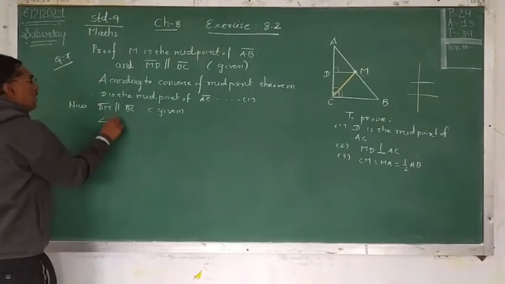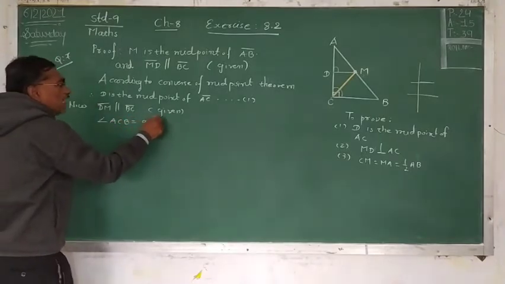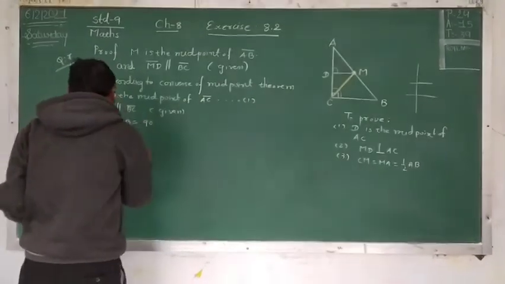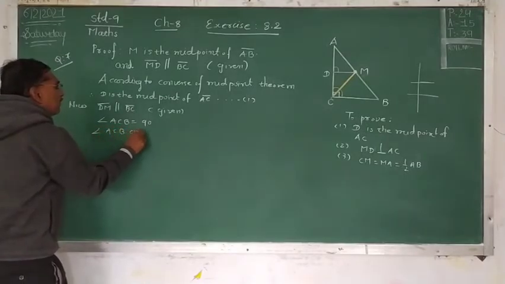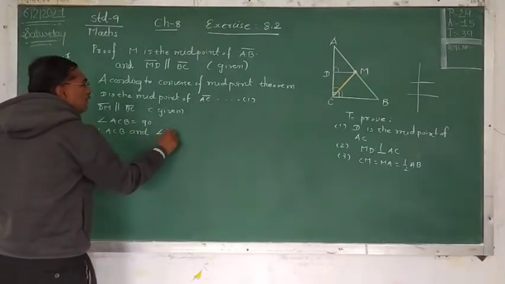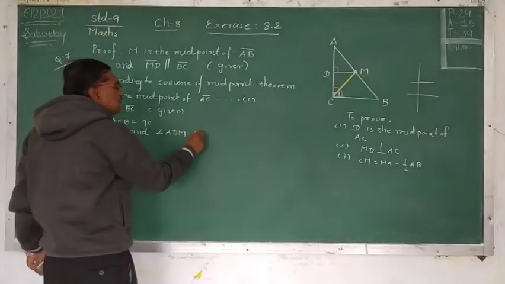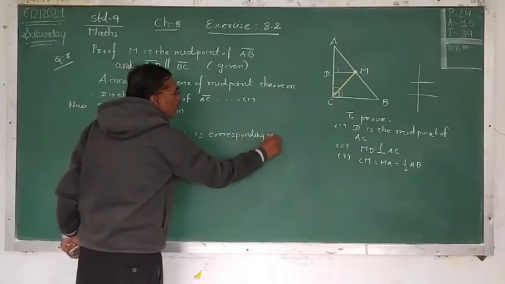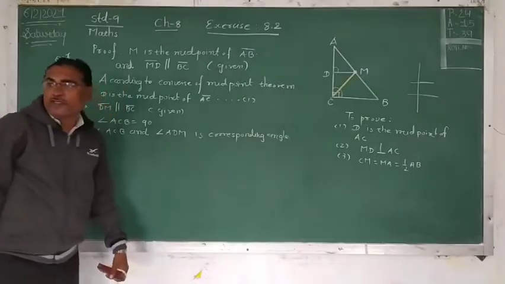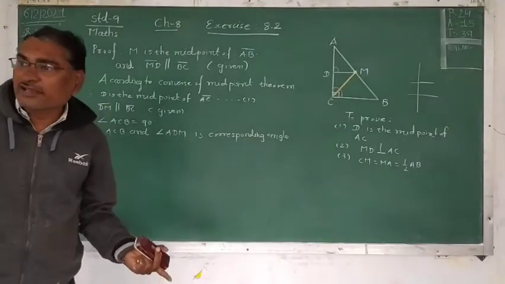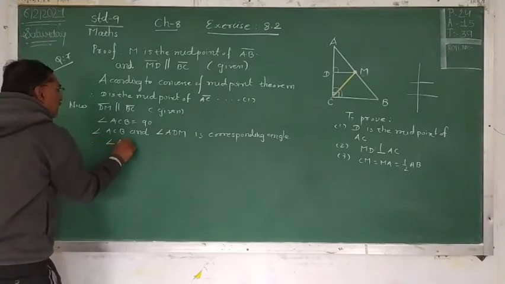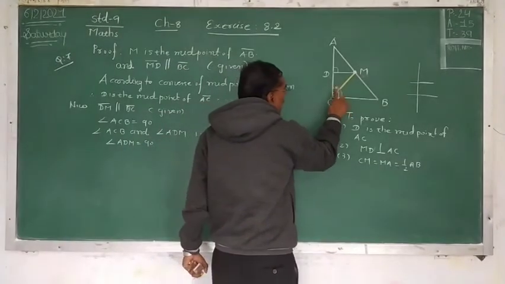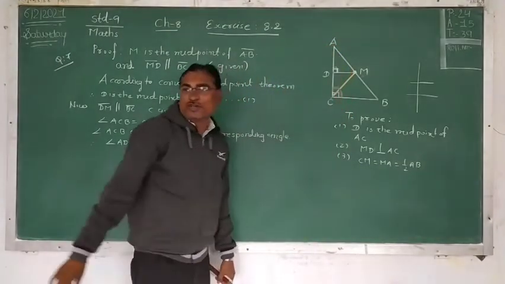Given angle ACB equal to 90 in the question. Okay, angle ACB and angle ADM are corresponding angles, and we know that corresponding angles are equal. Therefore, angle ADM is also equal to 90. This is 90. Now we can remove this, and here we can write it is also 90.